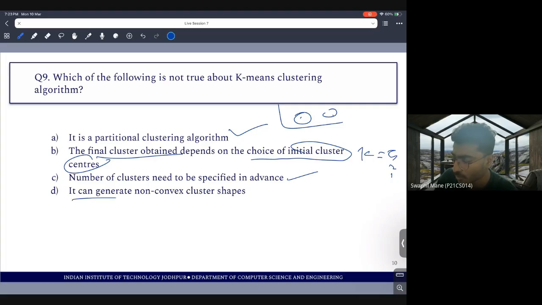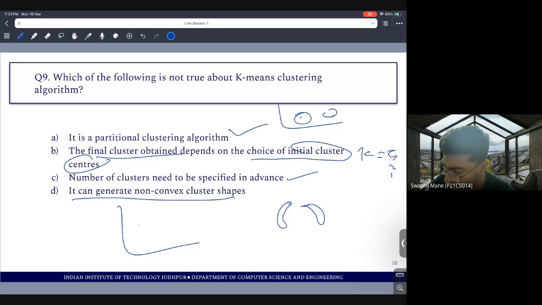It can generate non-convex cluster shapes. That means it is stating that it can generate this shape of cluster, but that is not true. It mostly works like this. Suppose this is the cluster, this is the central point. It finds its closest points, okay, that is in a circular shape, and then it makes a cluster like this. I hope you guys understood. Yeah, that's enough. Here option D is correct.